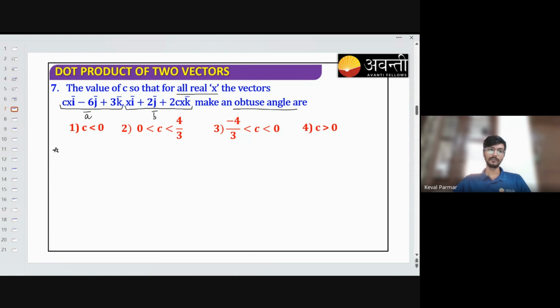If they make an obtuse angle, that means A vector dot B vector will be less than zero. We did this in dot product. I hope you remember it. We did this on Monday. So if I take dot product, I'll get CX square minus 12 plus 6CX less than zero. So if I rearrange, I'll get a quadratic equation in terms of X.